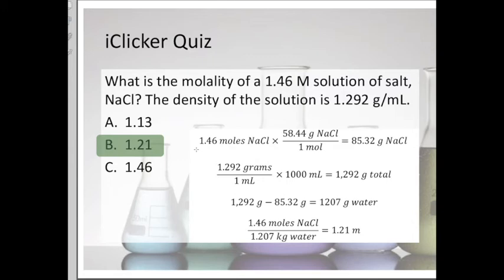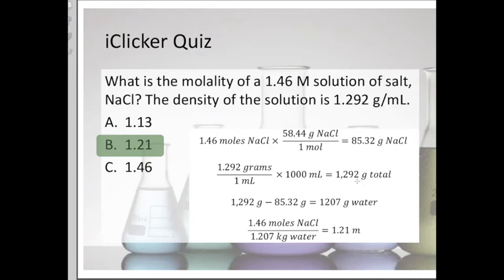Even though the grams of NaCl aren't necessary for the molality, they're necessary because we have to subtract them out of the total mass, which we calculate using the density of the solution. And so once we have the total mass of our 1 liter of solution, again, we just assumed that we had 1 liter. We could have assumed some other volume, but 1 liter is easy.